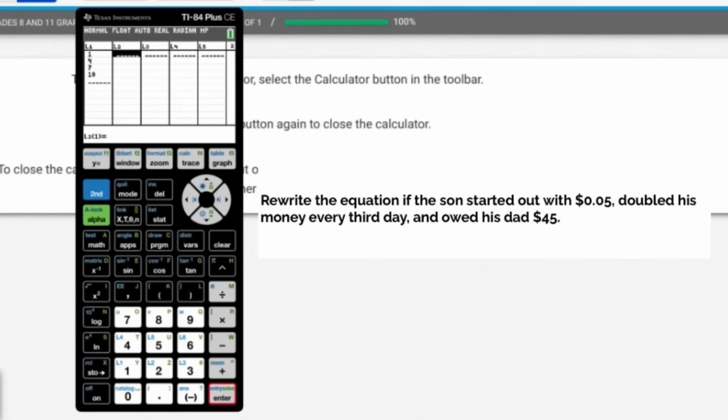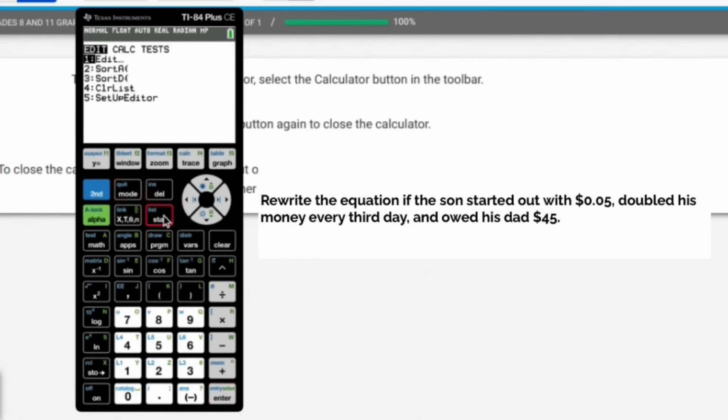Okay, we start out with 5 cents, so that's 0.05. Enter. And that's 0.1. Enter. That's 0.2. Enter. And that's 0.4. Enter. Let's go to second, quit. Stat, calc, zero it was, right? Zero. I don't need to store this. I just need to do this and write this out.